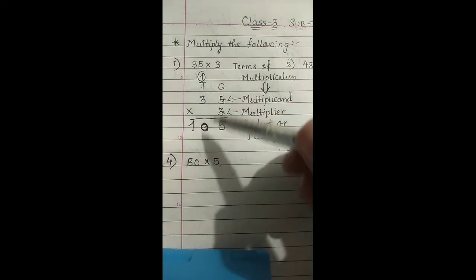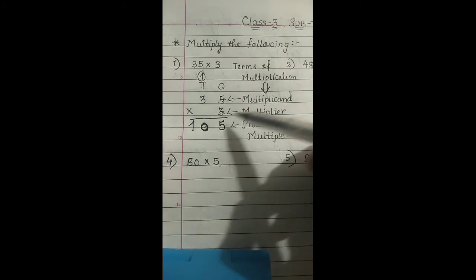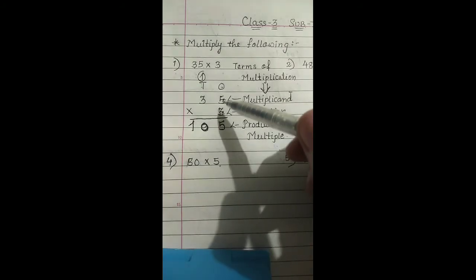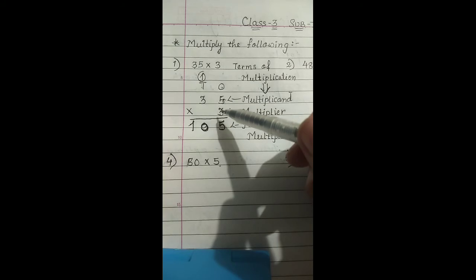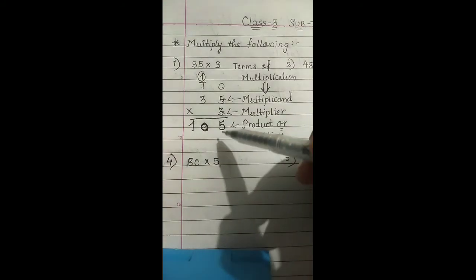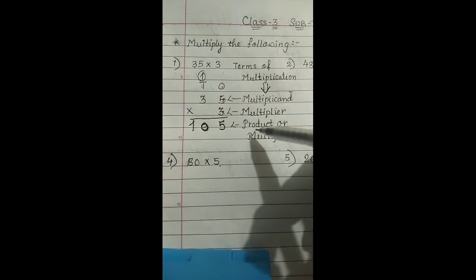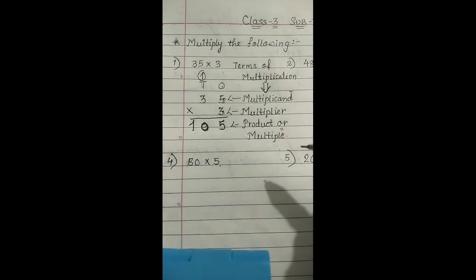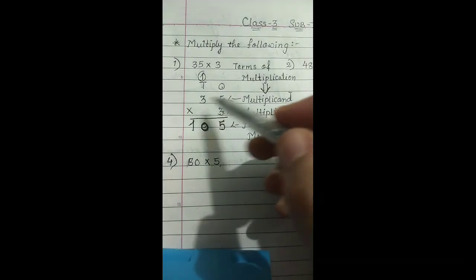Right students, first number is known as multiplicand, and the number that the first number is going to multiply, that is known as multiplier, that is the second number, and the answer is known as product or multiple. Right students? Now students, let's do the multiplication.